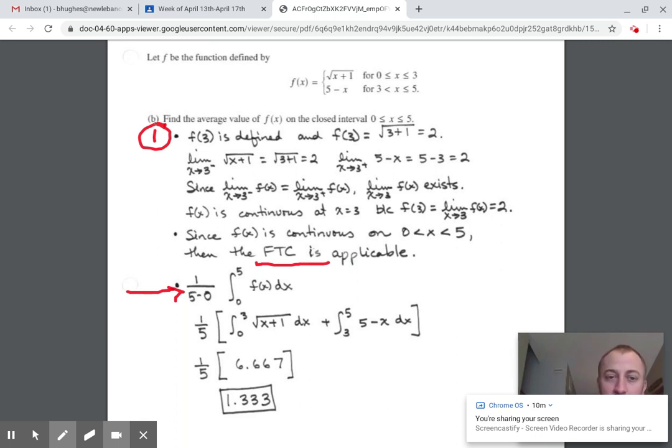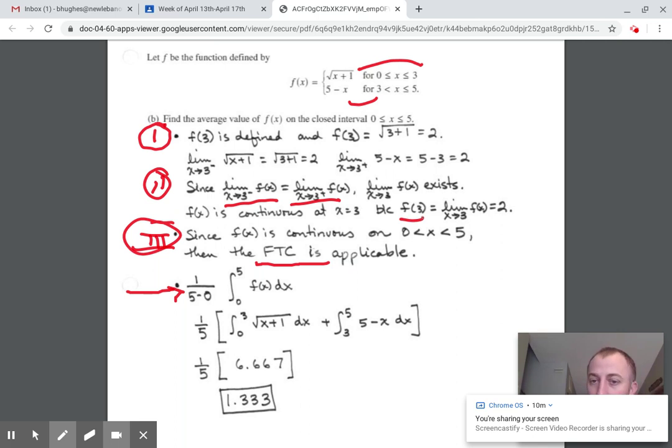Second part, does the limit exist? So we're looking at two things, the left-sided limit and the right-sided limit. I know that if I plug in 3 to the top, and if I plug in 3 to the bottom, we get the same number, which is 2, so I know that the limit exists. The third part is, is the function value equal to the limit, which it is. It's all equal to 2 right there.